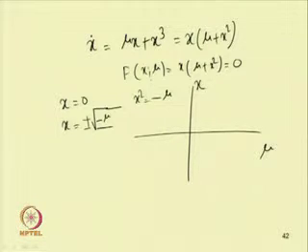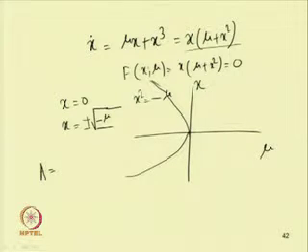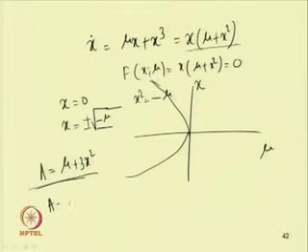So, the solution becomes this. We have a trivial branch and these 2 are non-trivial branches. In this case our A matrix, that is our Jacobian matrix, becomes, if you differentiate mu x plus x cube, mu plus 3 x square. For the trivial branch we will have A equal to mu.